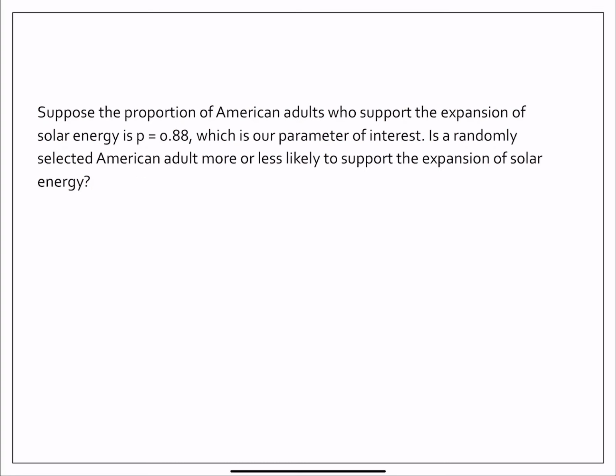So let's do another example. Here it says, suppose the proportion of American adults who support the expansion of solar energy is p equals 0.88, and that's the parameter of interest. That's the parameter that we're concerned with. So the question is: is a randomly selected adult more or less likely to support the expansion of solar energy?